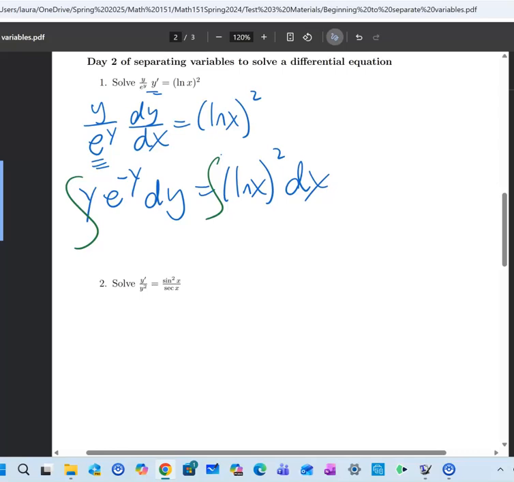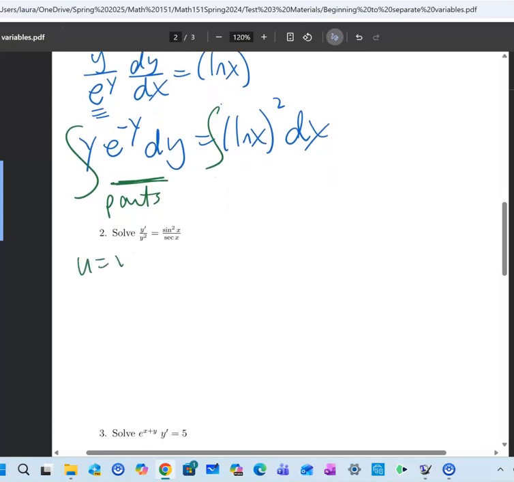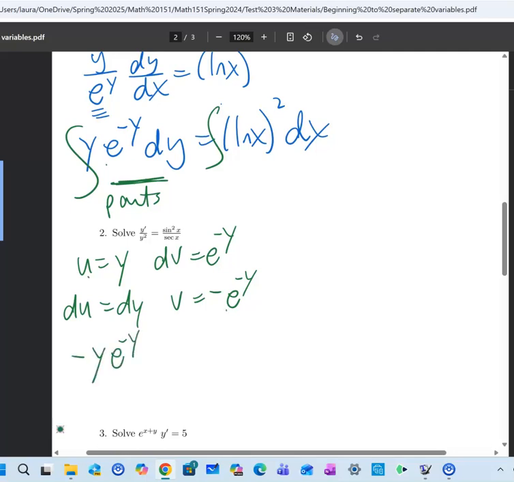So this left-hand side here, do you see that it's parts? It is. So I'm going to let u equal the y, and the dv is e to the negative y. And so then du is dy, v is negative e to the negative y, right? So from here, I get uv, negative y e to the negative y, minus the integral of v du, negative e to the negative y dy. Okay, I'm going to pause on that side. And then I'm going to come over here.